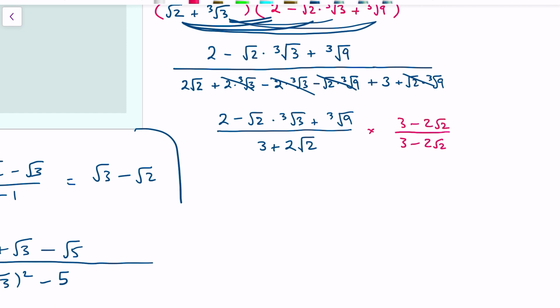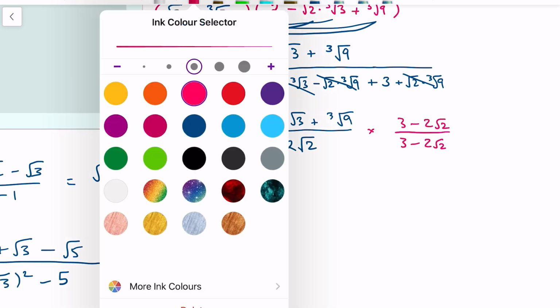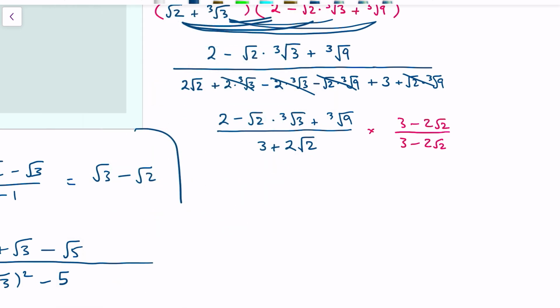The reason why it didn't simplify in one step was because one of the denominators was a square root and the other one was a cube root. If they were both cube roots, then this would have fallen out nicely in one step. So now I've got this extra rationalisation to do, which is really tedious.